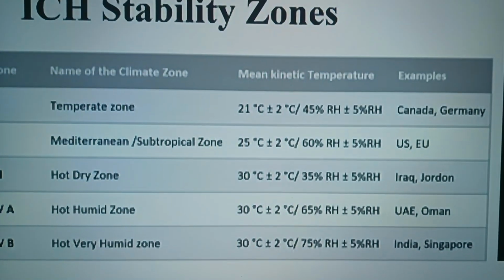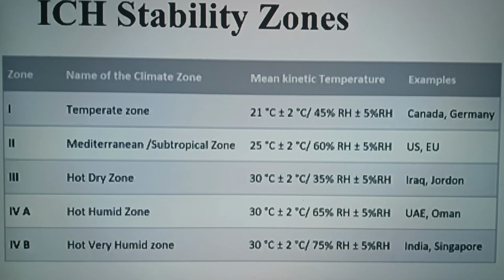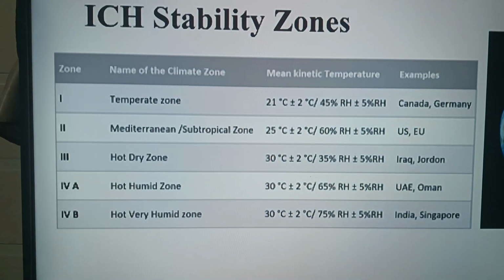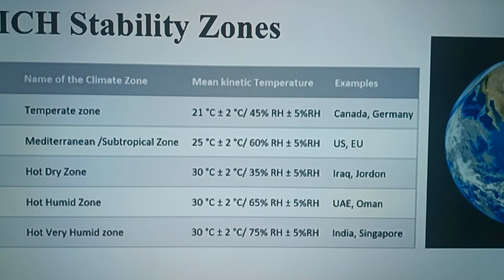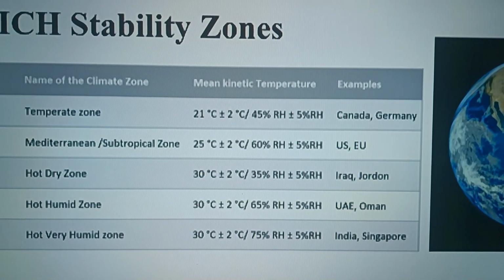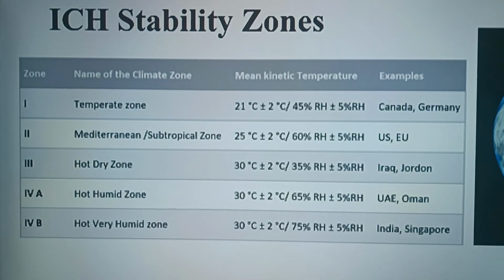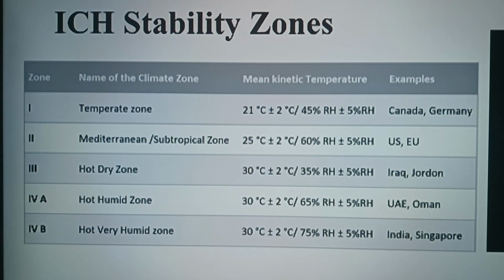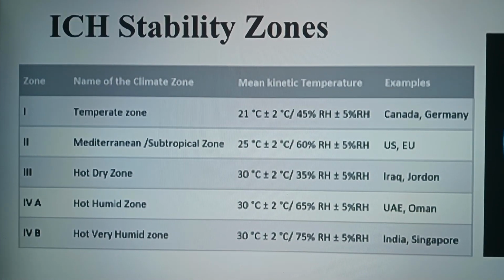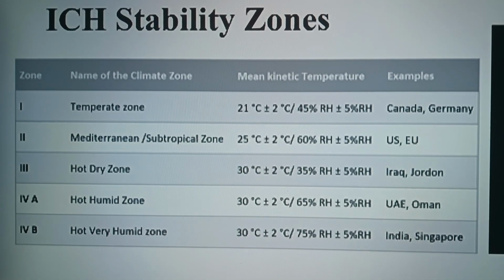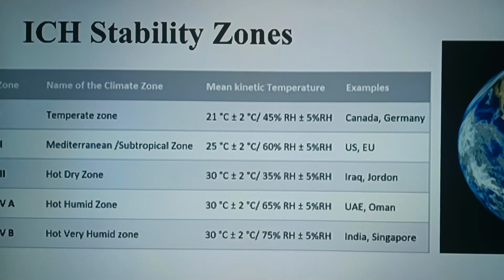Now let's discuss the ICH stability zones, and it is one of the most important slides of today's presentation. So the globe has been divided into 4 climate zones based on the mean kinetic temperature. So zone 1 is basically the temperate zone, zone 2 is the Mediterranean zone, zone 3 is a hot and dry zone, zone 4A is a hot humid zone, and zone 4B is a hot very humid zone.